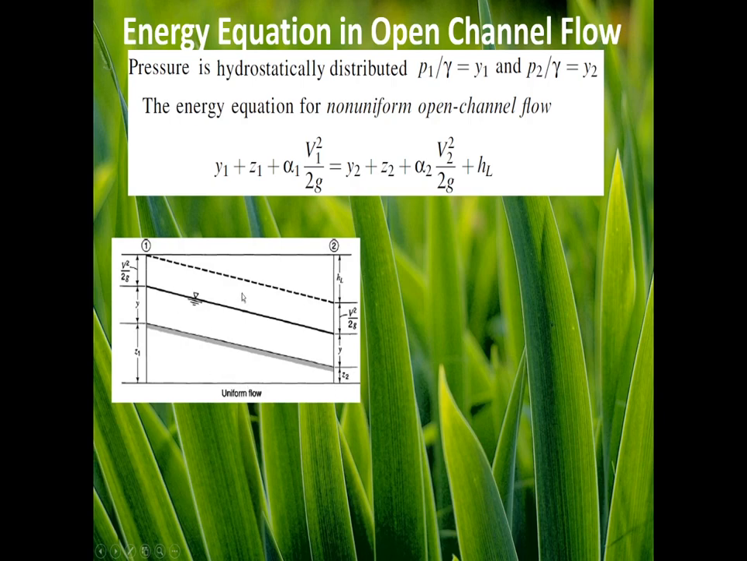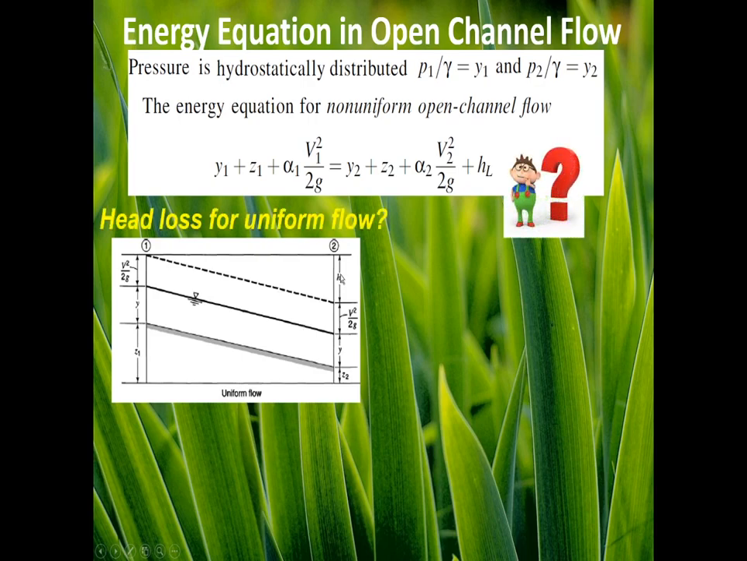Okay, here you see a case of uniform flow where the water surface profile is parallel with the bed slope, and therefore the energy grade line is also parallel with the water surface. So we can have a question like this: head loss for uniform flow. For the case of uniform flow, can you guess what is the value of head loss? I suggest you pause the movie and think about it, and then come back to the answer.